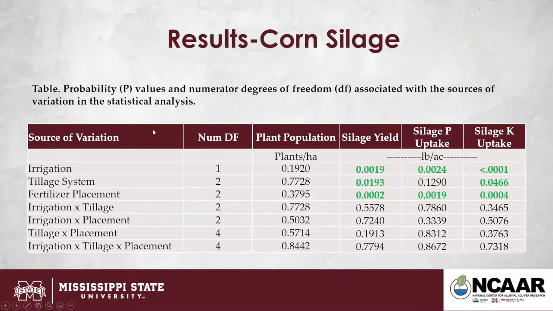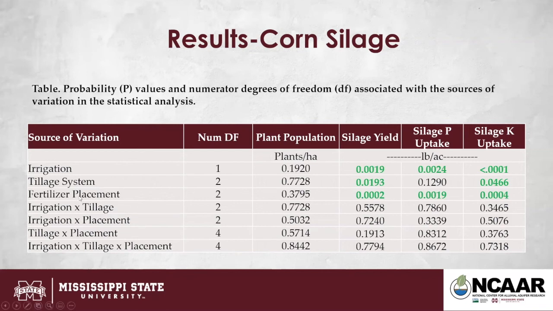Moving on to our results for corn silage. So this is just a statistical table, and this table is a probability value and numerical degree of freedom associated with the source of variation in statistical analysis. All models were run at 95% confidence, and source of variation gives our treatments. First, we had irrigation treatments. Irrigation was dry land and irrigated. Then there were tillage systems, pre-tillage systems: conventional tillage, subsoiling plus conventional tillage, and then strip tillage.